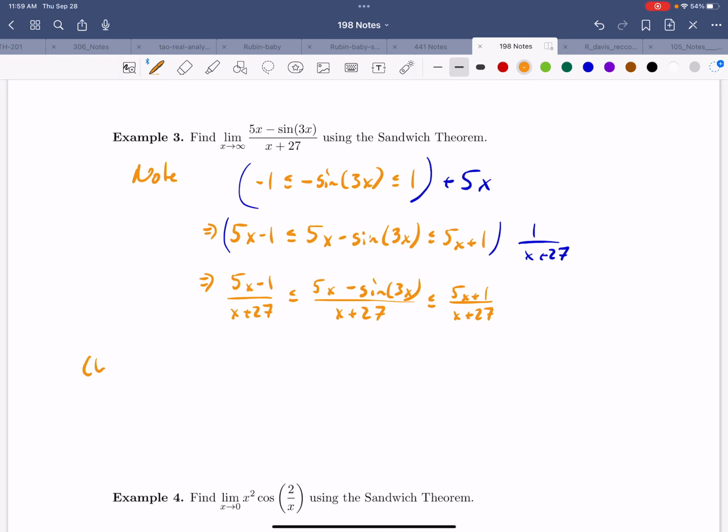Great. The only thing we have to do is check. Make sure the limits of the lower and upper bounds are the same. If they are, then we're home free. So the limit as x approaches infinity of 5x minus 1 over x plus 27. Well, that's going to give us infinity over infinity, which is not so great. But remember that we can divide the top and the bottom by x, or multiply by 1 over x, and then that's going to give us the limit as x approaches infinity of 5 minus 1 over x over 1 plus 27 over x, and that equals 5.